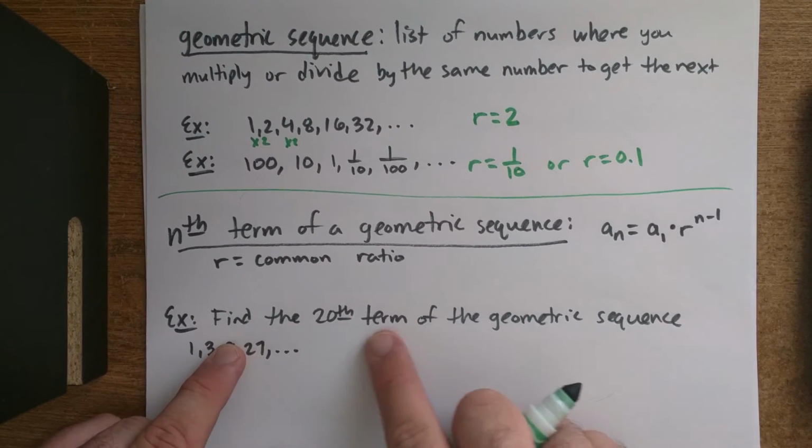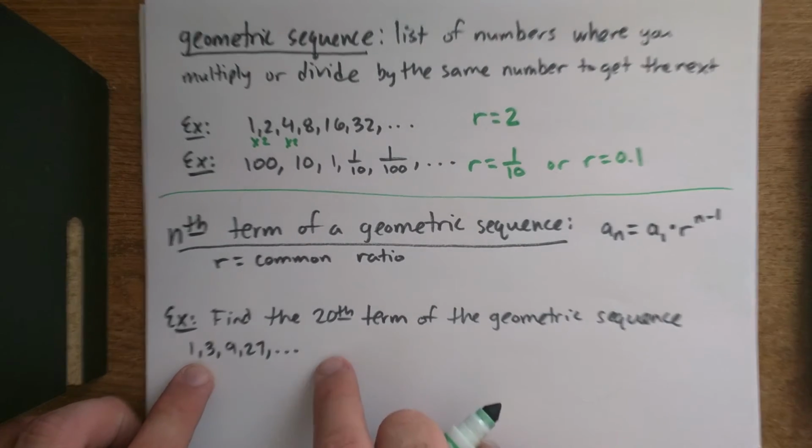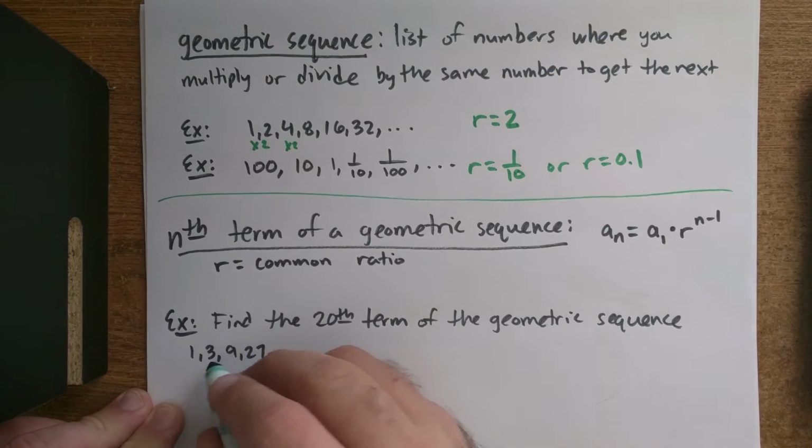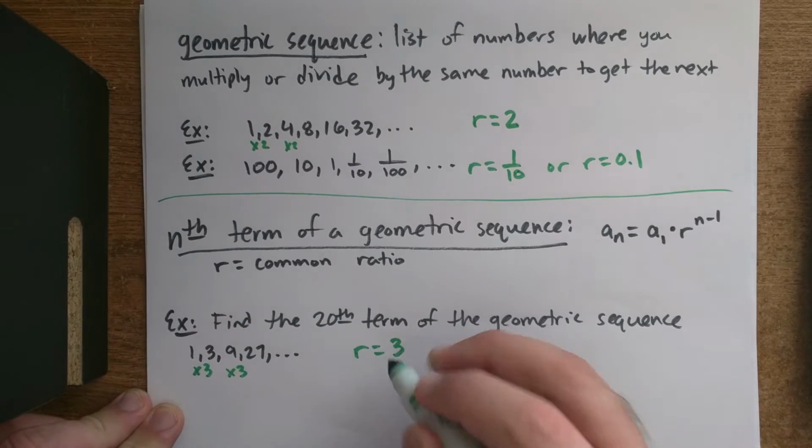Alright, this says find the 20th term of the geometric sequence. So here I see a list 1, 3, 9, 27, and so on. Well, it looks like to get from one number to the next, I have to multiply by 3 every time. So that means my r value is 3.